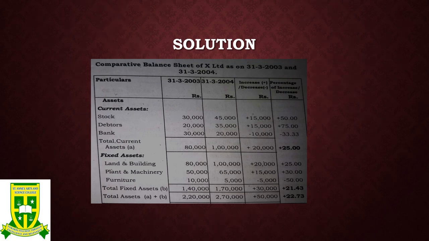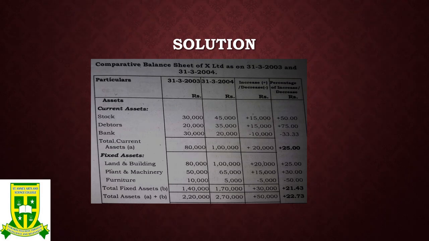So plus 50.00. And the next one is debtors, 20,000 and 35,000. Again, it has been increased by 15,000. 15,000 divided by 20,000, you will be getting 75. And the next one is bank, 30,000, 20,000. It has been decreased by 10,000. So minus 10,000. So 10,000 divided by 30,000, you will be getting 33.33.